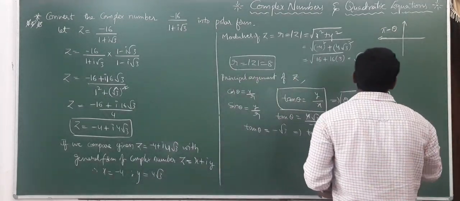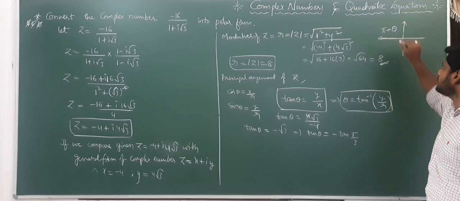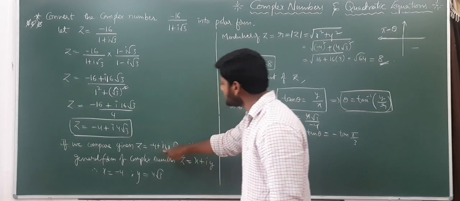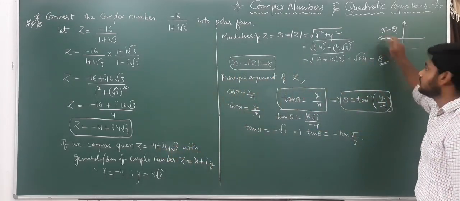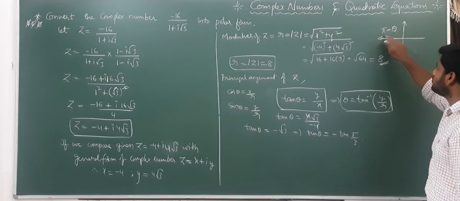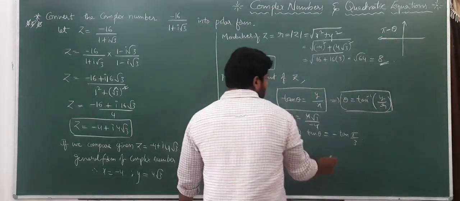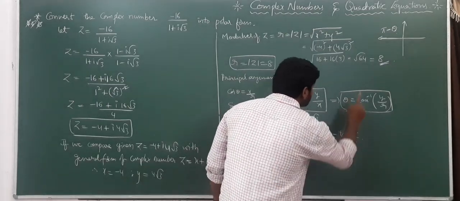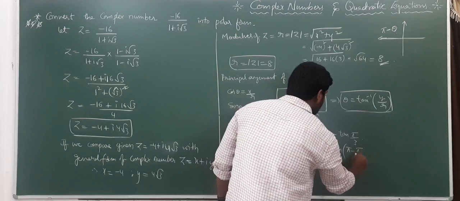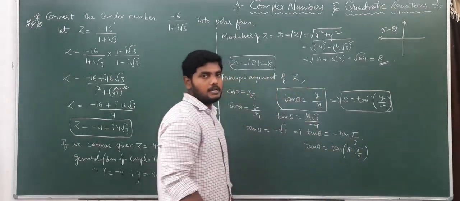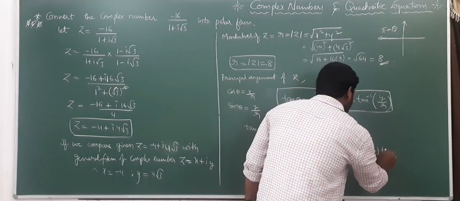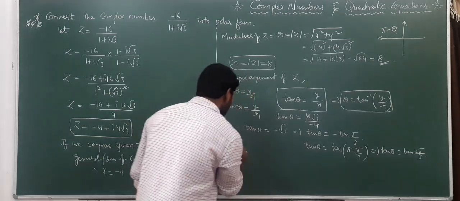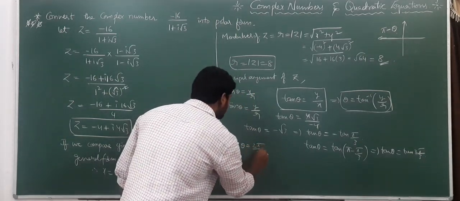Tan is negative in which quadrants? Fourth and second. But according to this complex number, with minus and plus, in which quadrant is it? In the second quadrant. So forget about the fourth. For the second quadrant, what do we need to do? Pi minus theta. Here theta is pi by 3. Therefore tan theta is equal to tan of pi minus pi by 3. What will we get? Tan theta is equal to tan 2 pi by 3. Therefore theta is equal to 2 pi by 3.